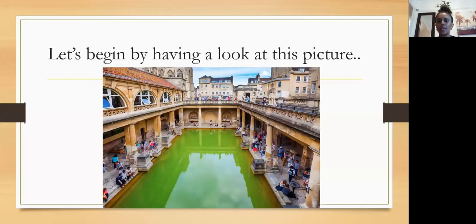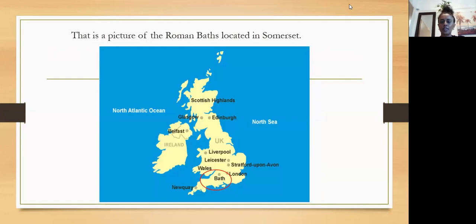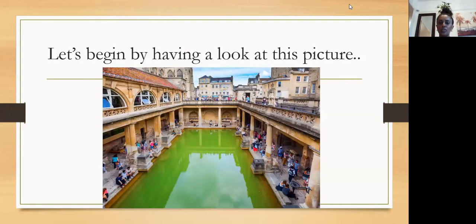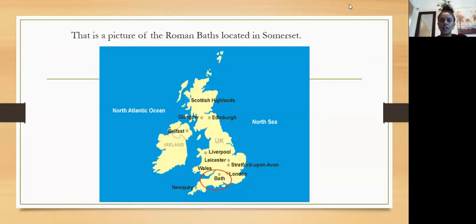So, let's begin by having a look at this picture. You might want to pause the screen to really have a look. Have a think. So, this picture here is a picture of the Roman baths in Somerset. Over in Bath, it's located just underneath London.